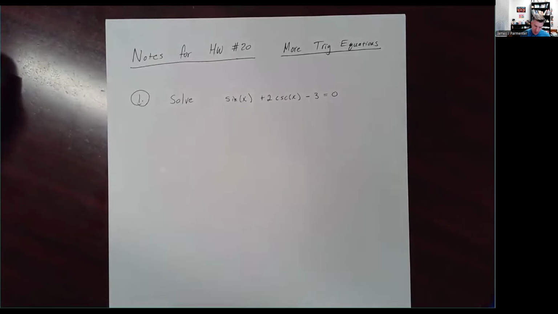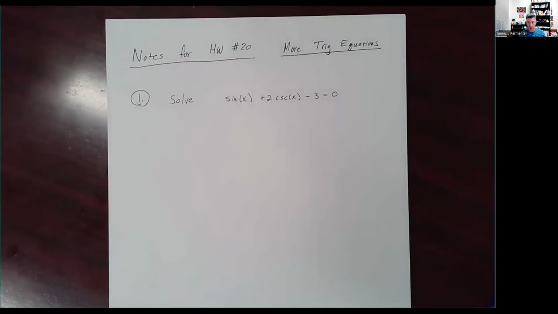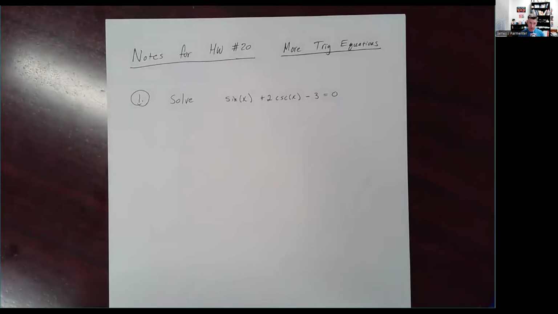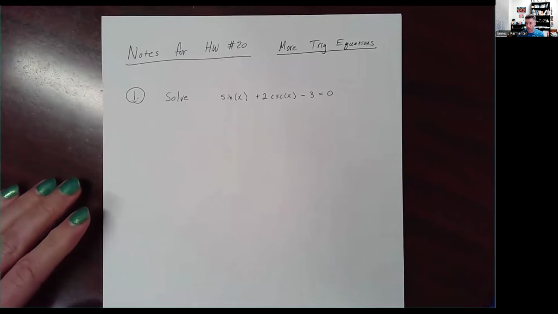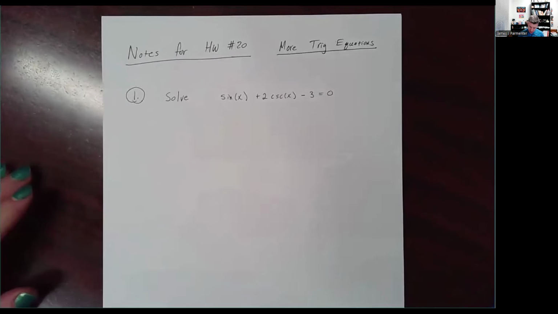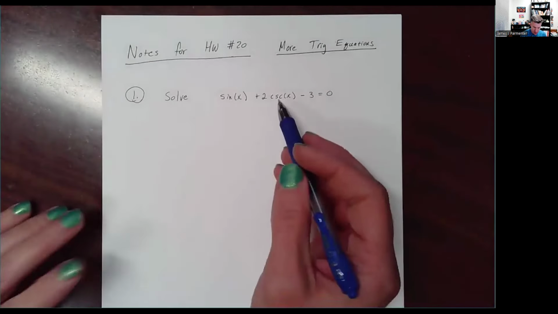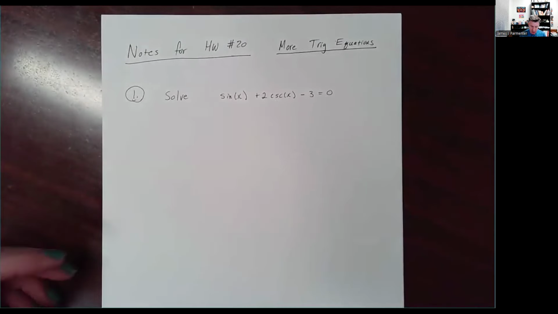Everybody, here are the notes for homework number 20, the last homework assignment, more trig equations. This first one's kind of an anomaly, and then the rest of them after this will have the same sort of format. So we'll do this first one. I've got sine of x plus 2 cosecant of x minus 3 equal to 0.